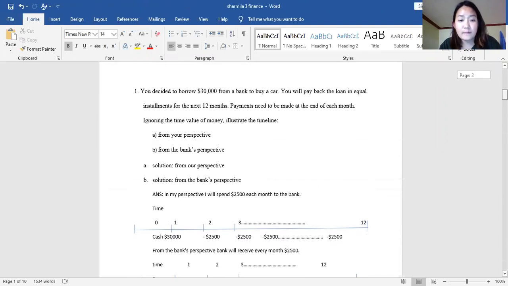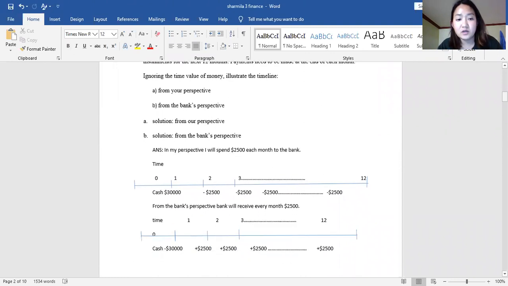Question number 1. You decided to borrow $30,000 from a bank to buy a car. You will pay back the loan in equal installments for the next 12 months. Payments need to be made at the end of each month, ignoring the time value of money. Illustrate the timeline from your perspective and from the bank's perspective.